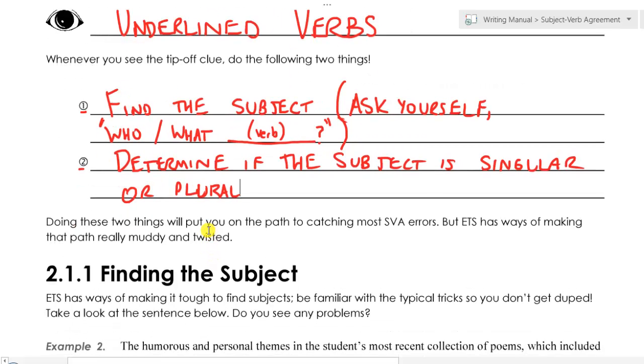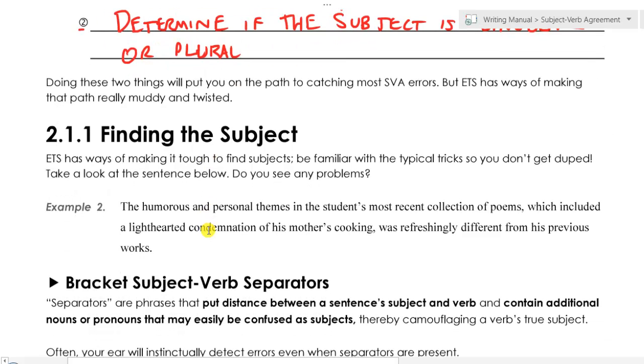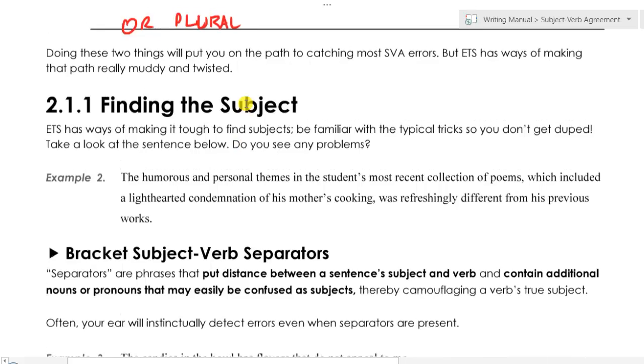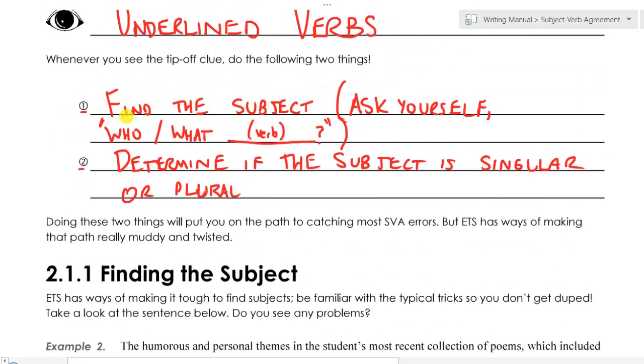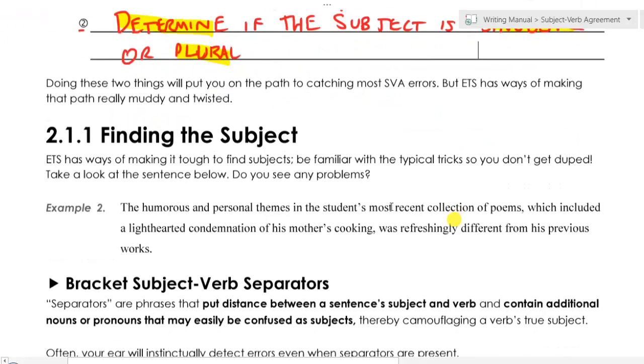Unfortunately, the test writers have ways of making those two seemingly simple things much more difficult. So we need to talk about a bunch of different aspects and variations of subject-verb agreement, one of which deals with finding the subject. So again, our two goals were finding the subject, and I'm going to actually go ahead and highlight that. Finding the subject and then determining if it is singular or plural. So the first thing we need to go into a little bit more detail on is finding the subject.